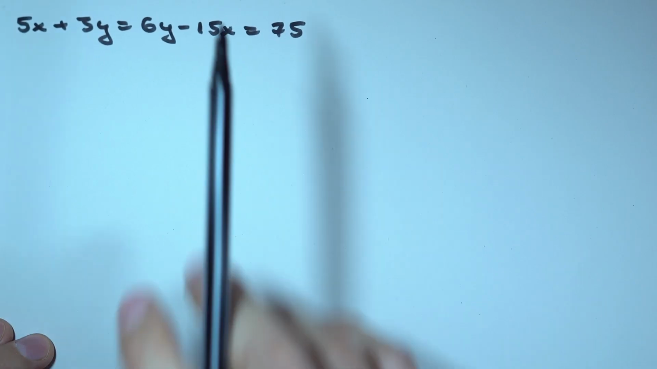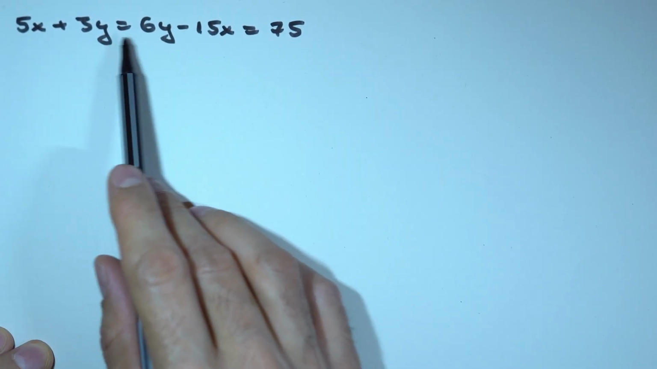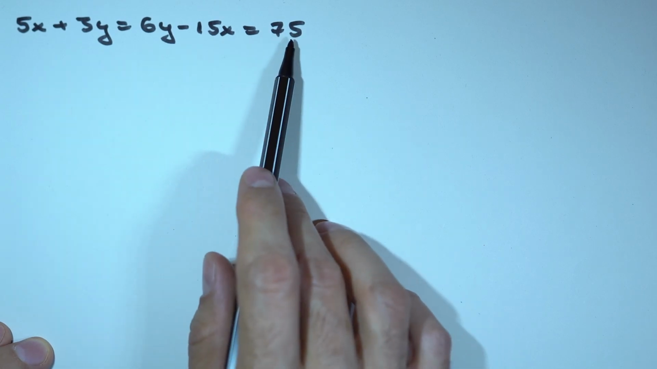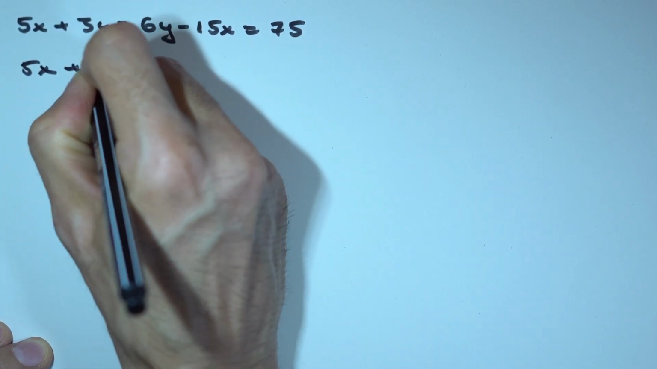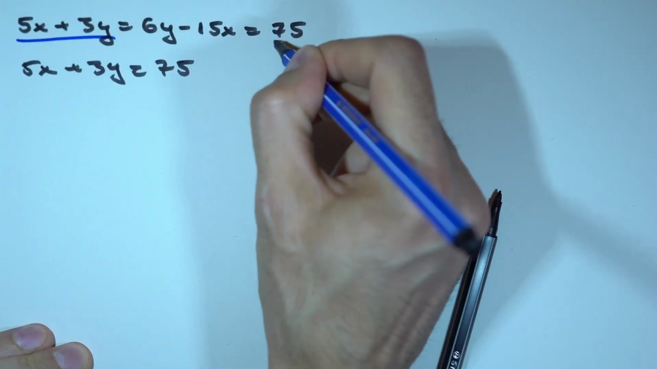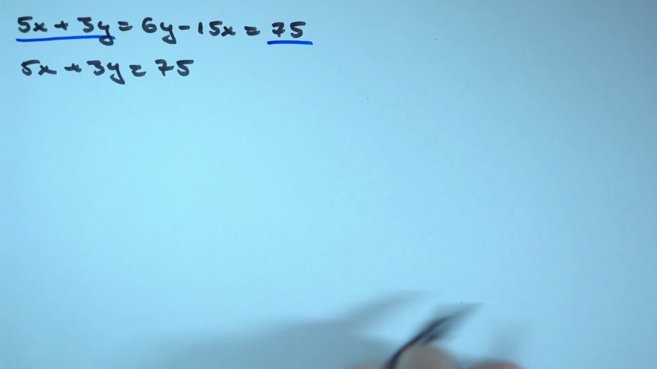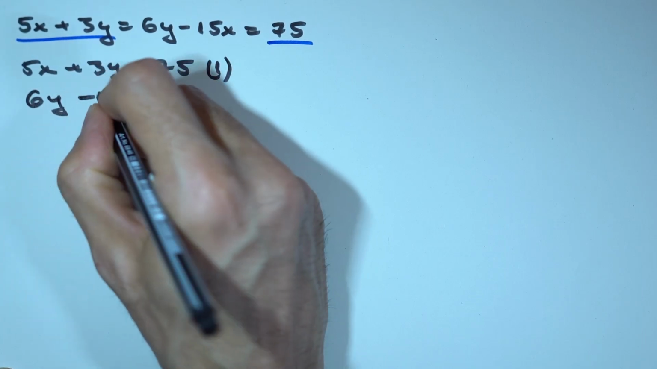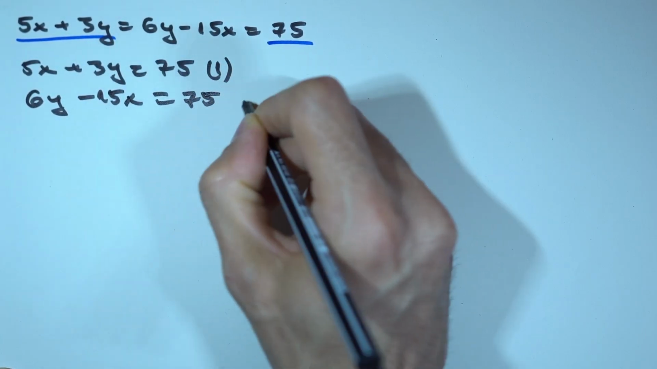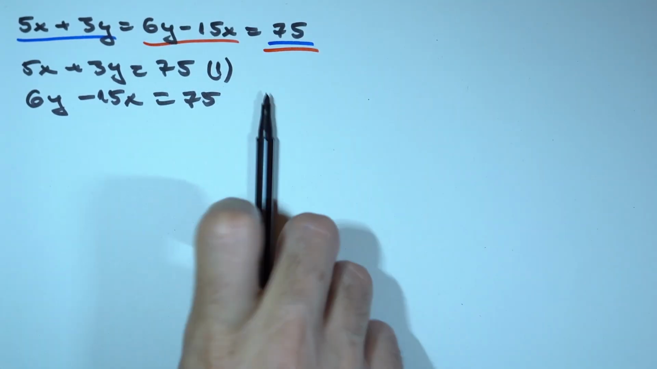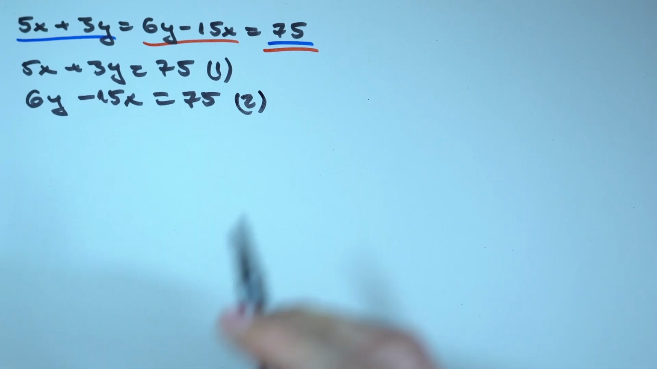Let's solve one more. 5x plus 3y equals 6y minus 15x equals 75. We can rewrite this as follows. 5x plus 3y equals 75, which is nothing else than this part of the original expression. And we can call this equation number 1. And then we can also write 6y minus 15x equals 75, which is nothing other than this part of the original expression. And we can call this equation number 2.